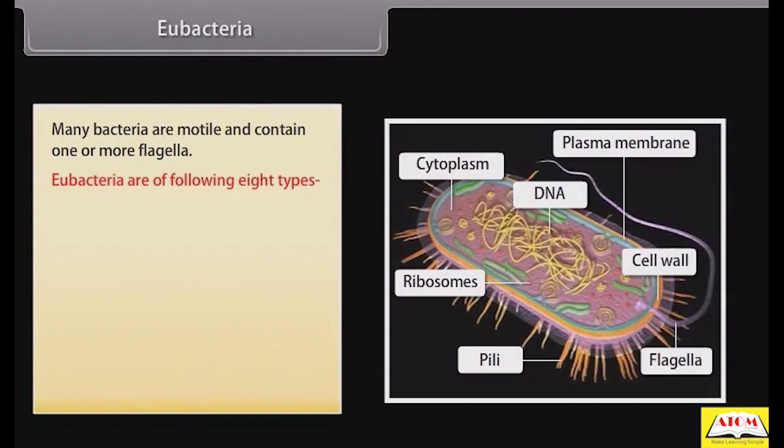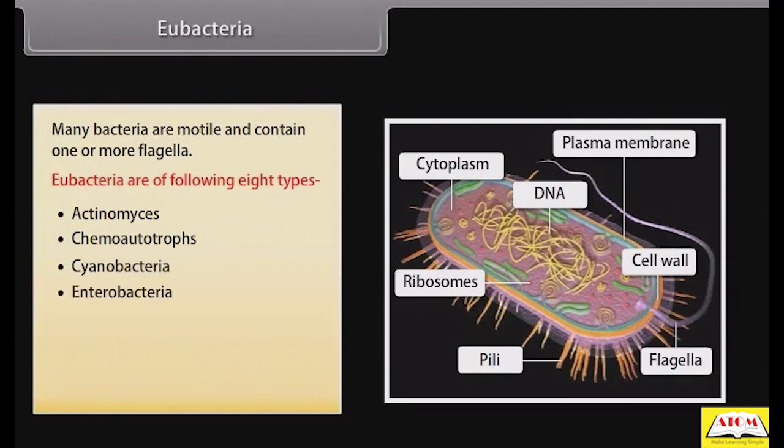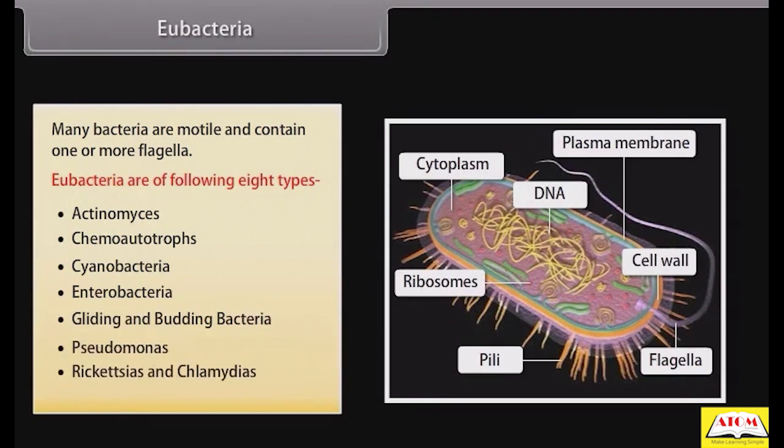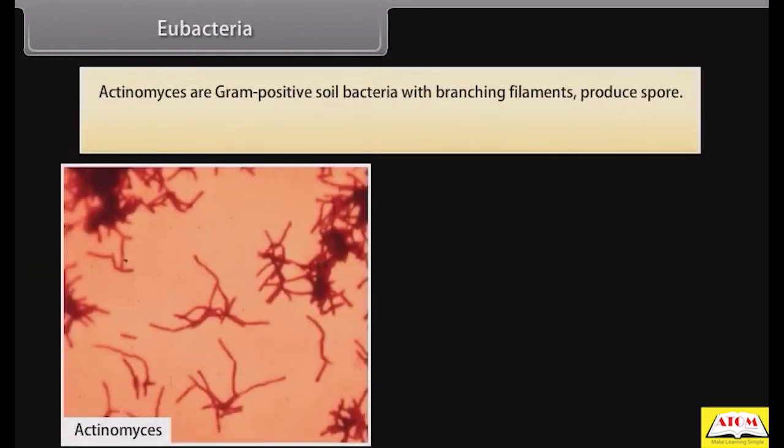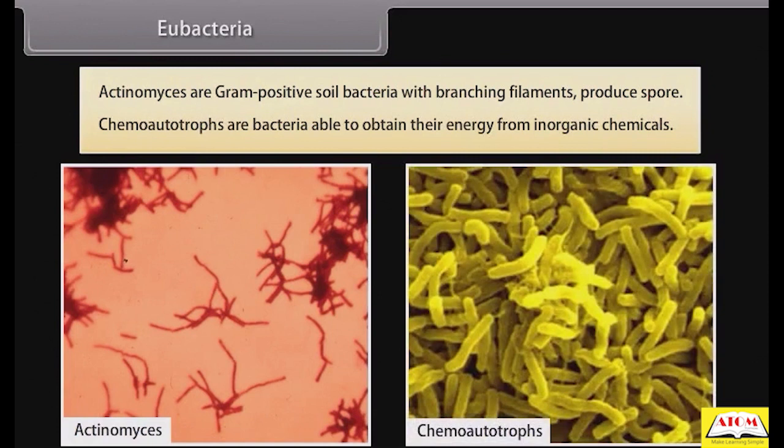Eubacteria are of the following 8 types: actinomyces, chemoautotrophs, cyanobacteria, enterobacteria, gliding and budding bacteria, Pseudomonas, Rickettsias and Chlamydias, spirochetes. Actinomyces are Gram-positive soil bacteria with branching filaments that produce spores. Chemoautotrophs are bacteria able to obtain their energy from inorganic chemicals.